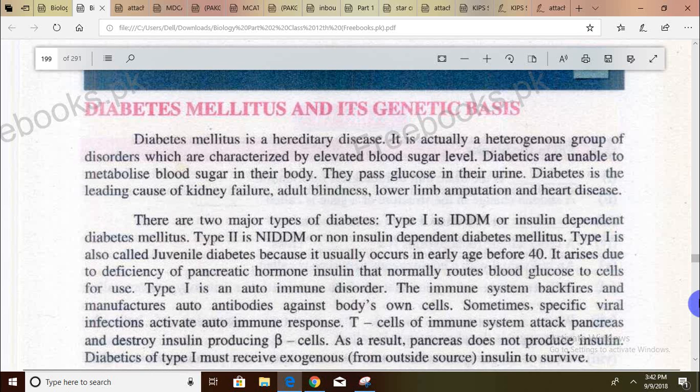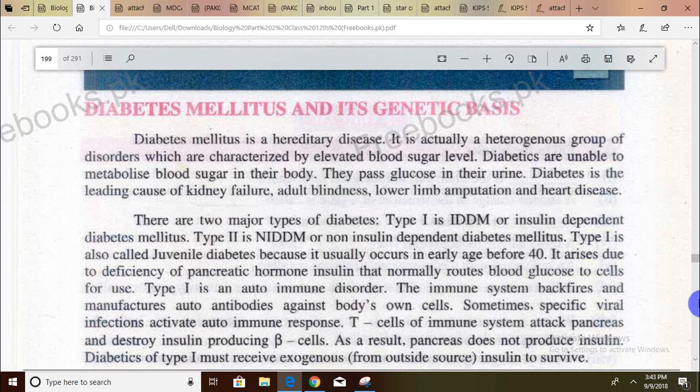Now, diabetics are unable to metabolize blood sugar in their body, and because of that, they pass glucose in their urine. Now, you have to know a couple of these things. Diabetes is the leading cause of, now some of this you may have known directly or indirectly, kidney failure, because the kidney has to work overtime removing all of that water with glucose.